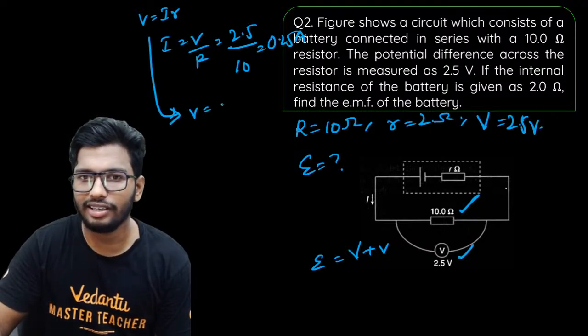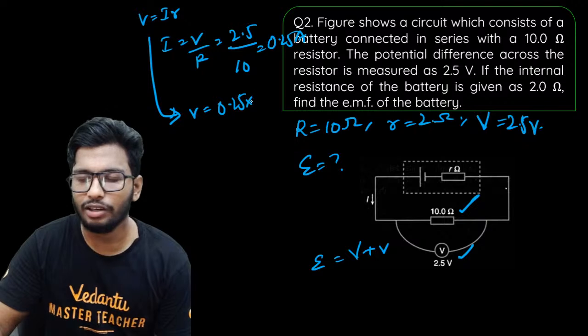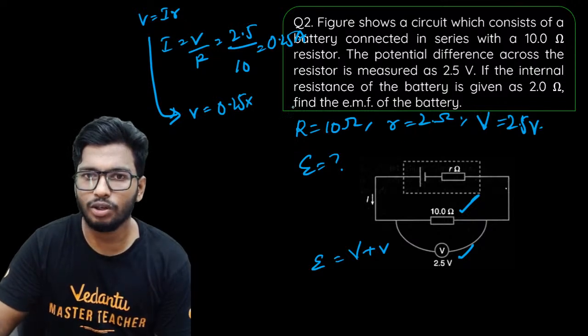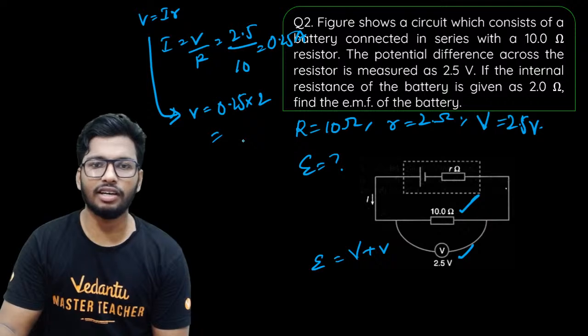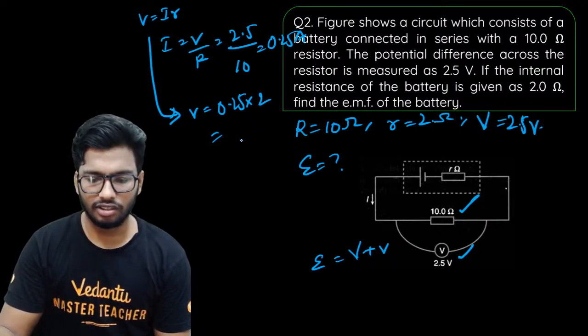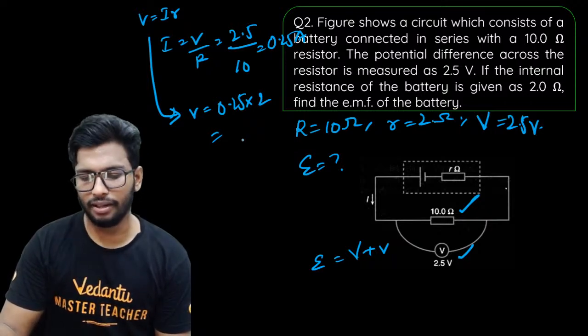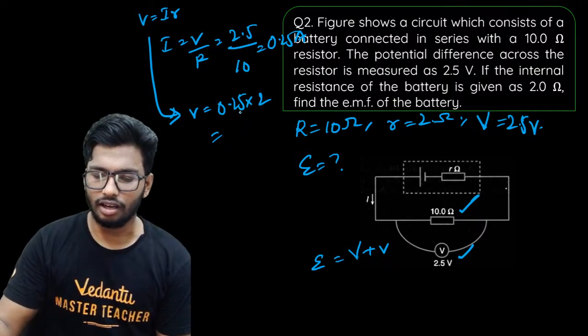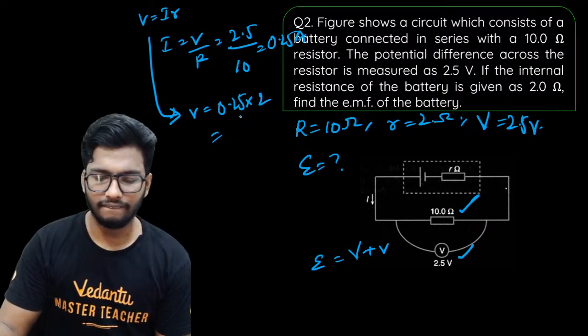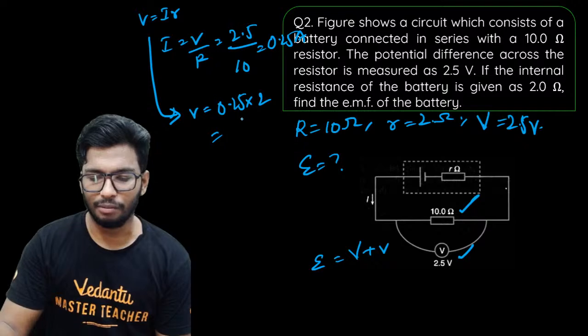Current is 0.25, into internal resistance, which is 2. How much are you going to get, people? 0.25 into 2 is how much? 0.25 into 2 is 0.5, if I'm not wrong. People, quickly. 0.25 into 2. How much is it?